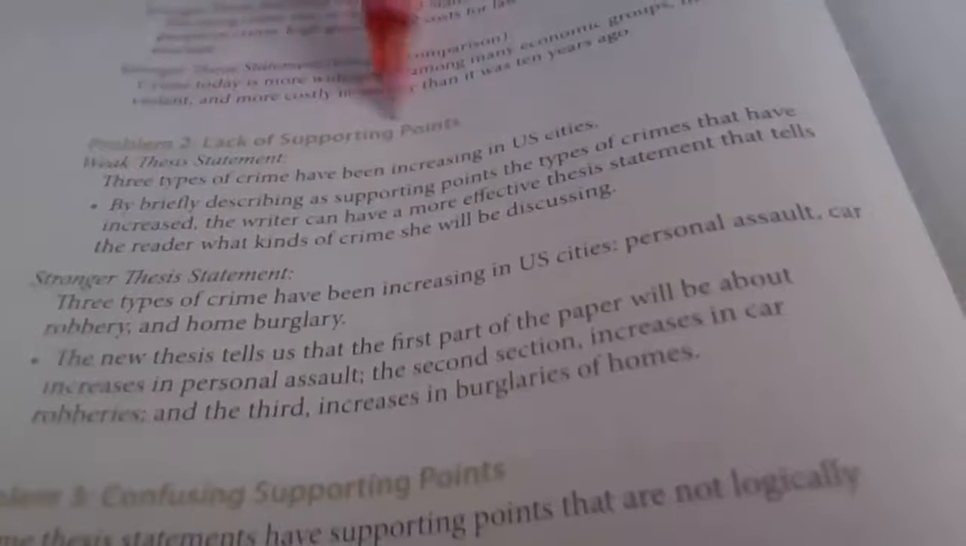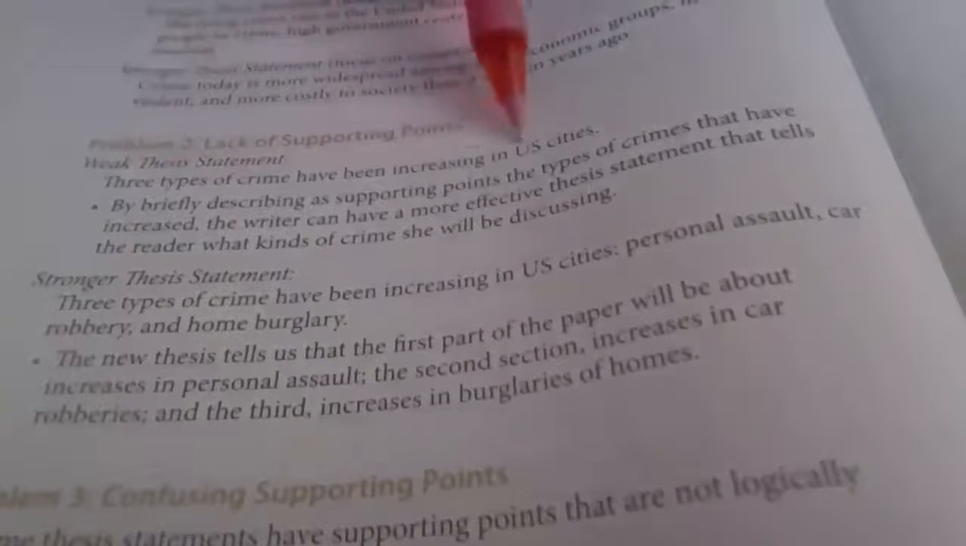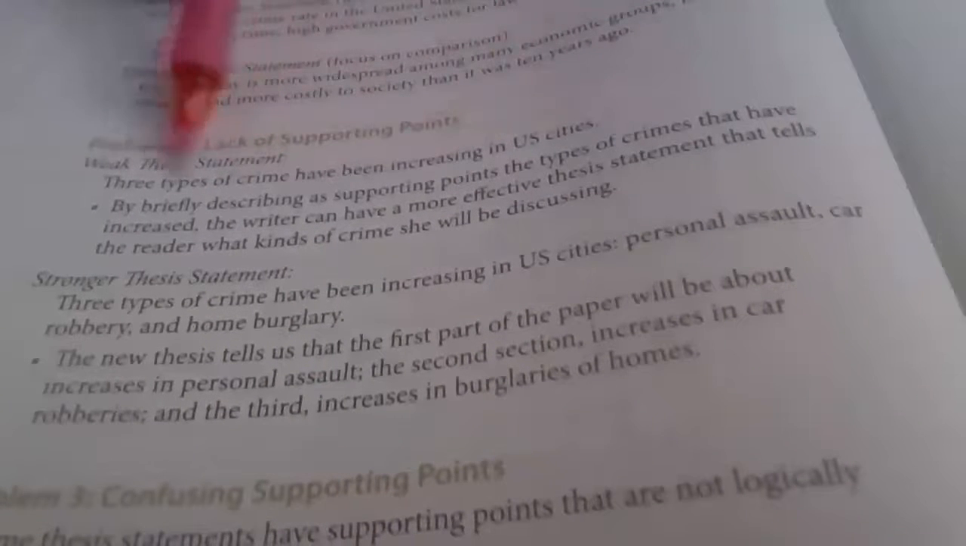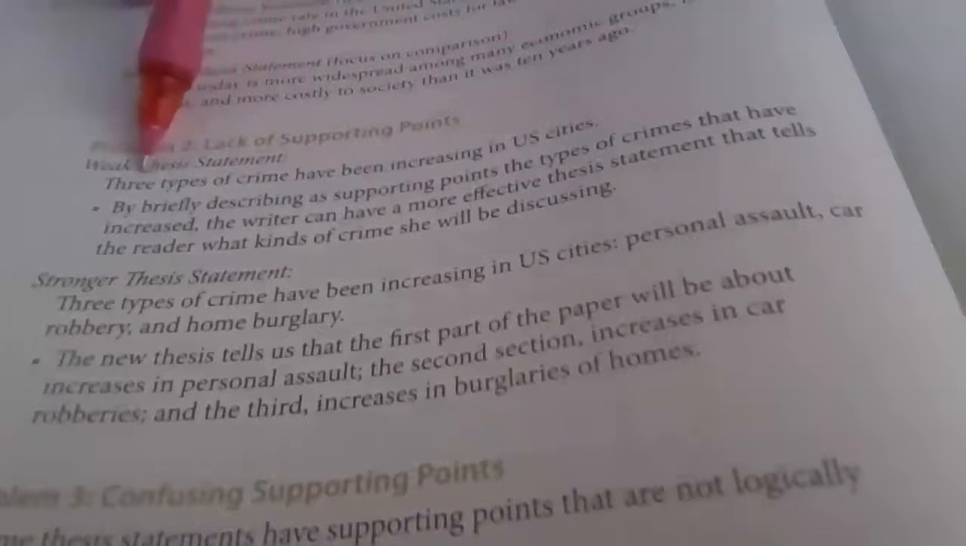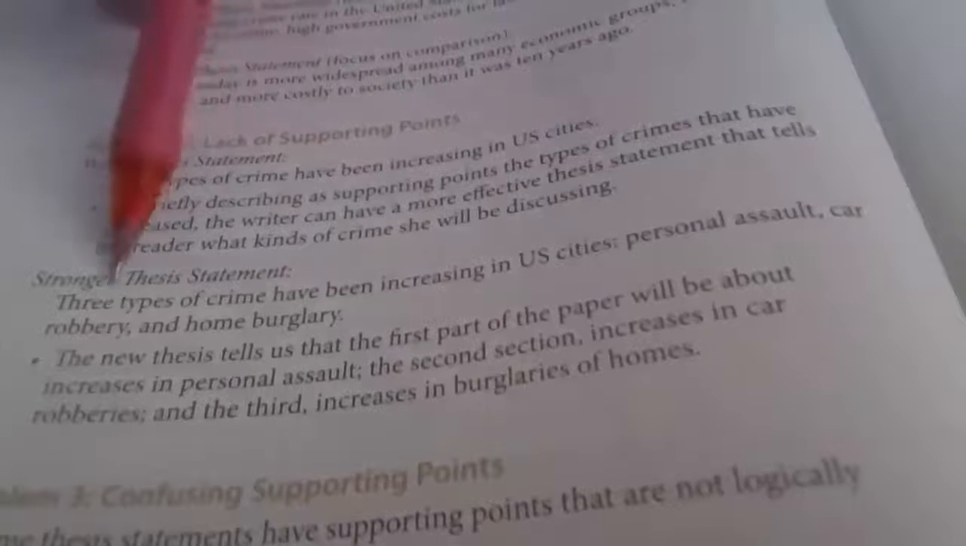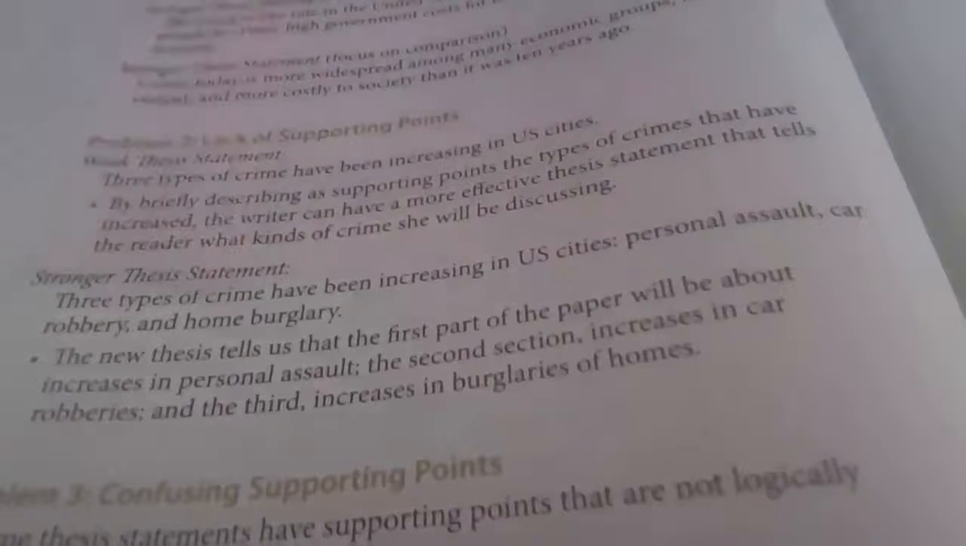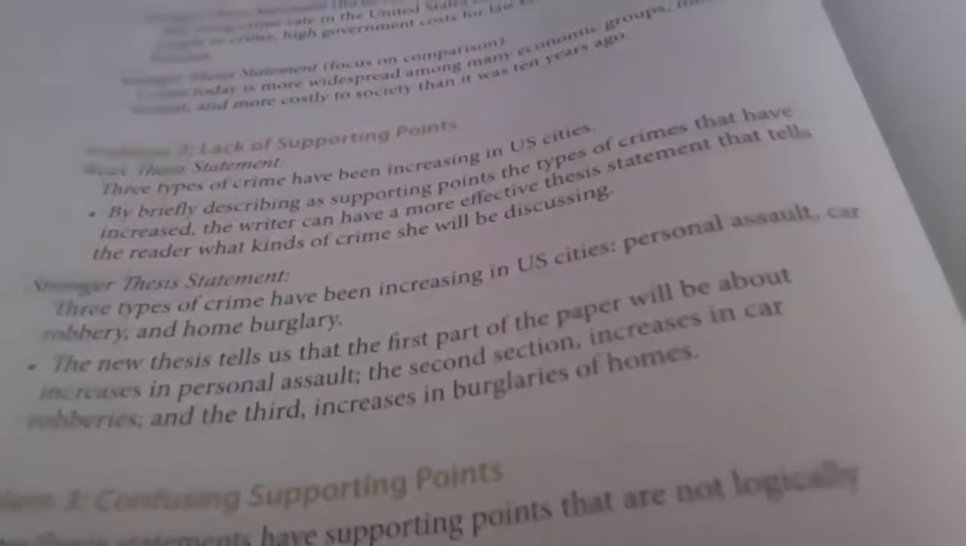Okay, problem 2, just a lack of supporting points, kind of like the controlling ideas. Three types of crime have been increasing in US cities. If you're going to say 3 types, and 3 is a relatively small number, you might as well just list out those 3. All right, so 3 types. What are they? Personal assault, car robbery, and home burglary. That's basically it for problem number 2.